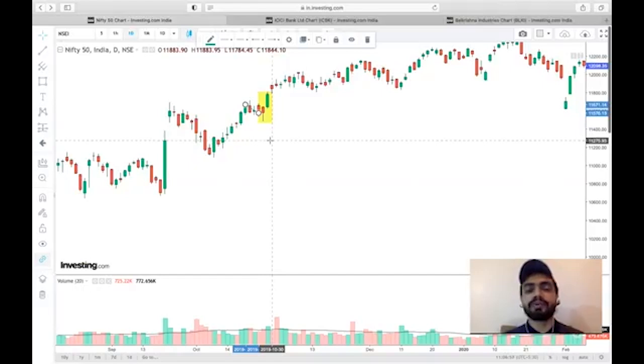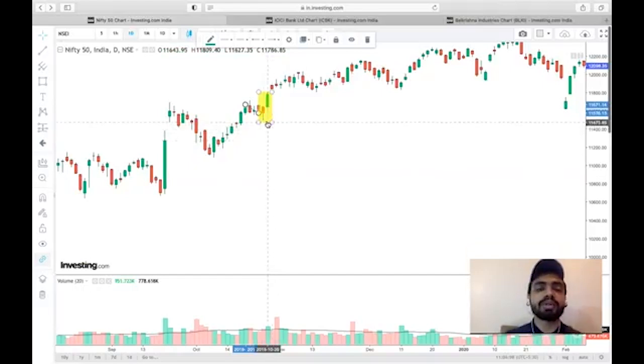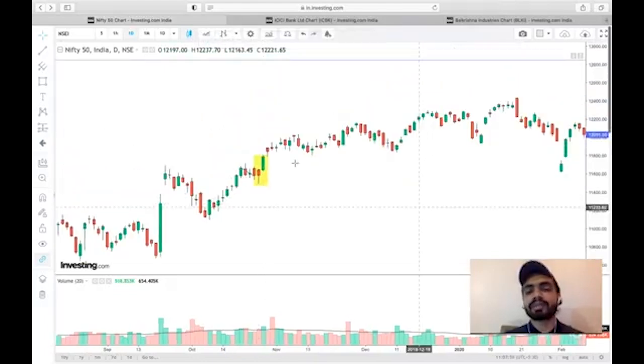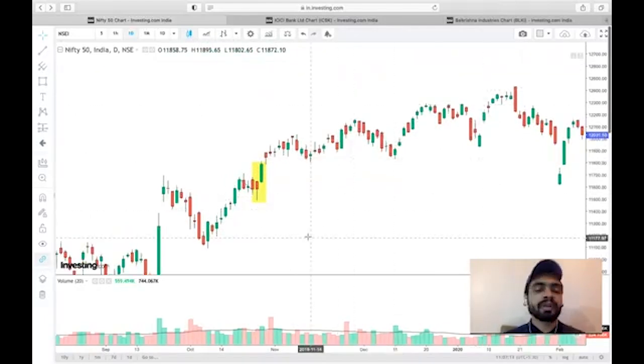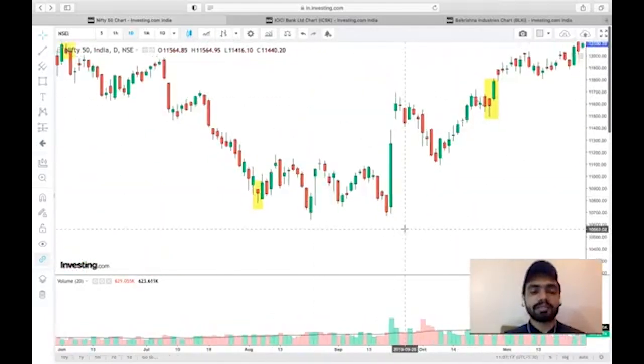Finally, the volumes. The fourth is the volume. On the day of the confirmation, as well as on the day of the pattern, volume should be high. And on both the days, volumes were high. I can long the index from here. And from here, you can see the index started moving up. All right. Let's take another example.